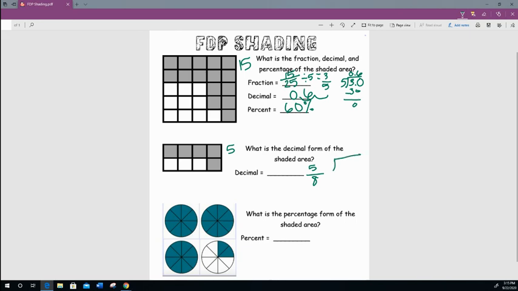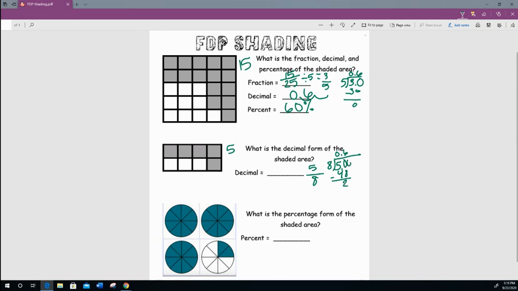which is technically one of your benchmarks, but if you're still struggling, we can still write it out. I'm going to write 5 and 8. 8 can't go into 5, adding decimals and zeros. 8 can go into 50 6 times. 6 times 8 is 48. When I subtract, I get 2.